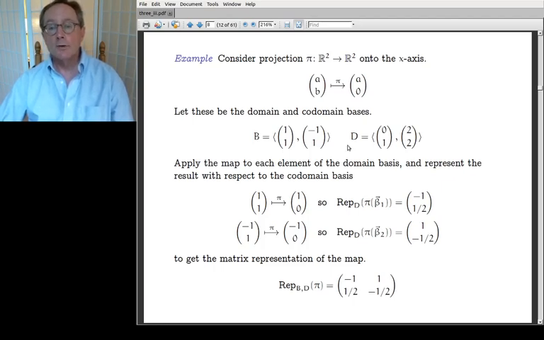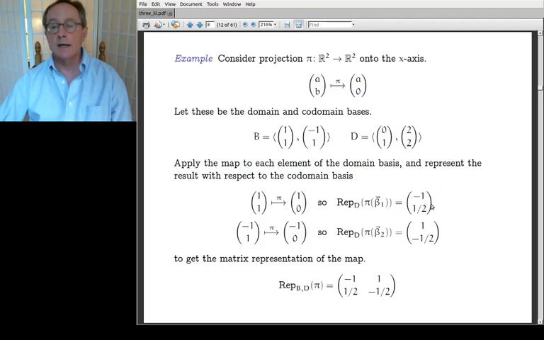So what do you have to do to find the representation of the map? Why, you figure out what is the action of the map on the first basis element. There it is. What is the action of the map on the second basis element? There it is. So I took the first basis element and projected it. I took the second basis element and projected it. I followed this formula.